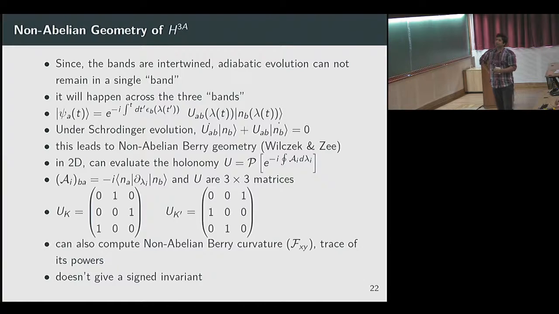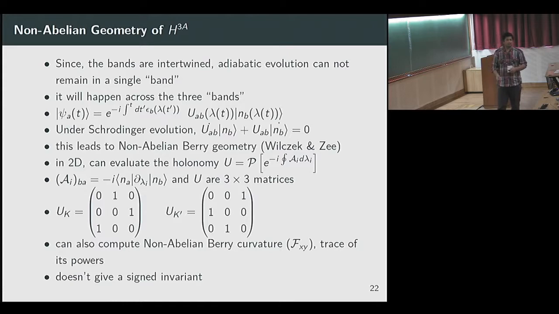The point is that in this toy model, the bands are completely intertwined with each other. So you cannot really think of them as three separate bands. That's the main point. And therefore the adiabatic evolution cannot remain in a single band. It will happen across the three bands as I circuit the degeneracy. If I set it up, it gives rise to a non-abelian geometry in the space of these wave functions. I can then evaluate what is called the holonomy of this evolution, using the definitions given by Wilczek and Zee. And these are 3x3 matrices.